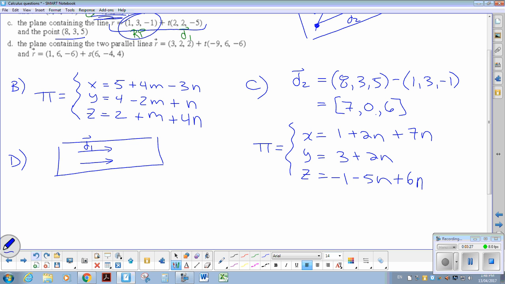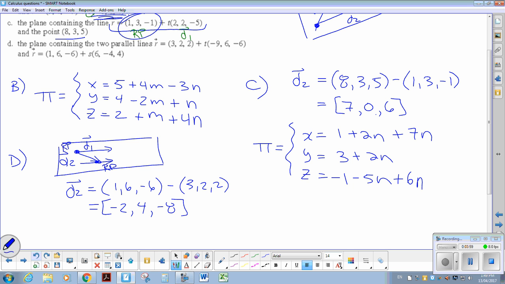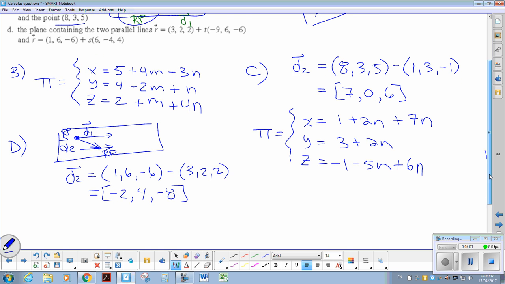Because the second direction vector is parallel, that's no good for a plane. So I'm going to take the reference point from the first line and the reference point from the second line, and that will create my second direction vector on the plane. So my second direction vector will equal the second reference point minus the first one. Doesn't matter the order really. And I end up with negative 2, 4, negative 8. And of course you can simplify or reduce that to lowest terms.